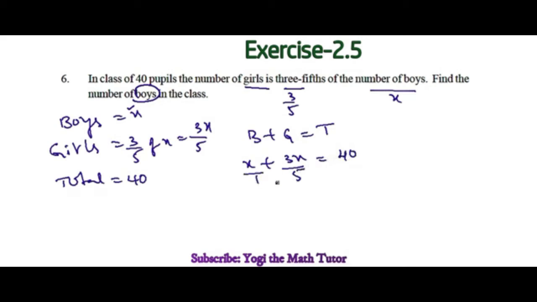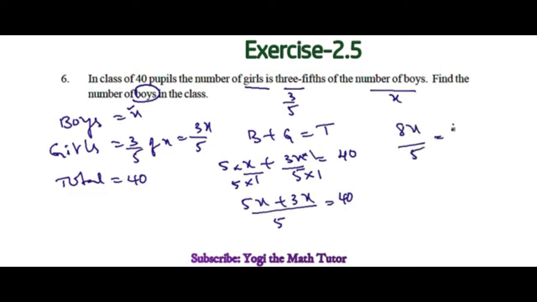Now take the LCM of the denominators. 1 times 5 is 5, you will get. Then denominator multiplied with 5, numerator multiplied with 5, then you will get 5x plus, denominator multiplied with 1, numerator multiplied with 1, that is 3 times x, which is equal to 40. Then 5x plus 3x is equal to 8x by 5, which is equal to 40.